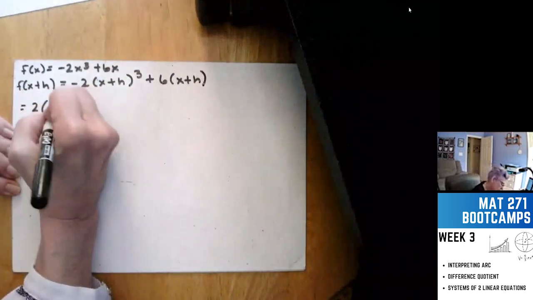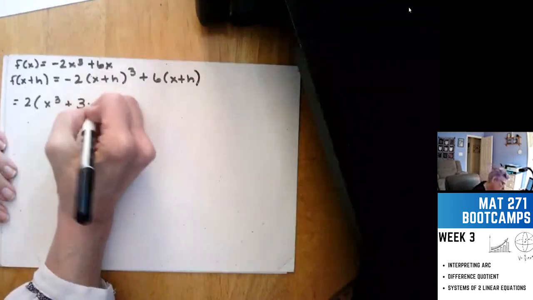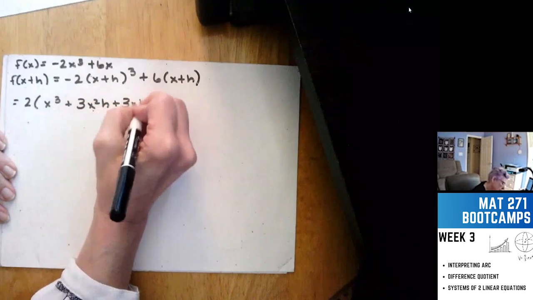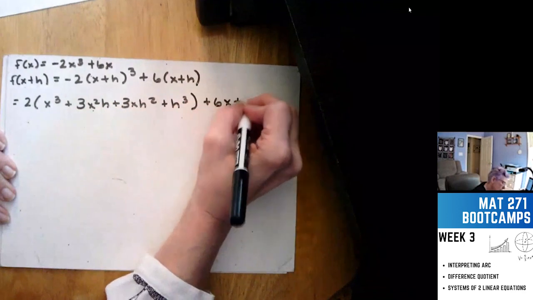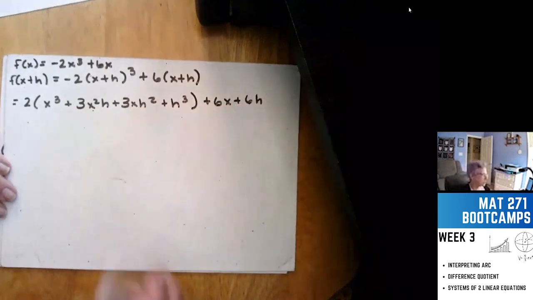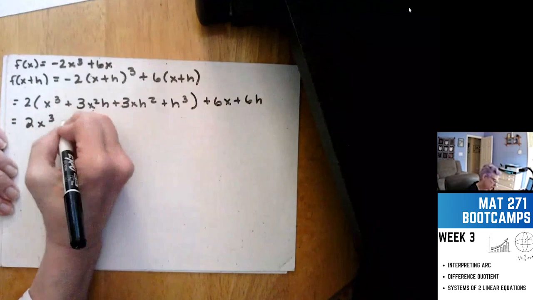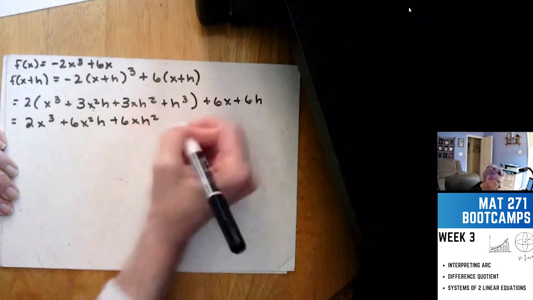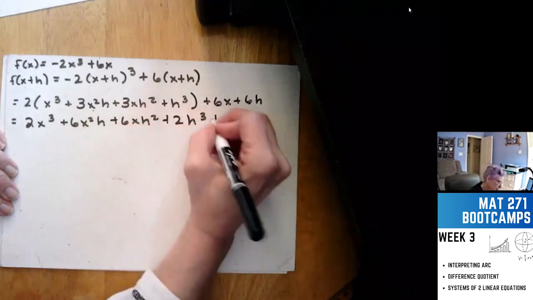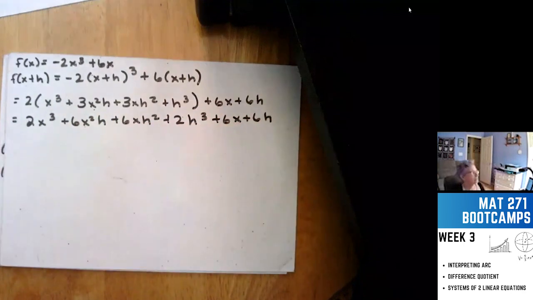So we have negative 2 times x cubed plus 3x squared h plus 3xh squared plus h cubed, and we've got a 6x plus a 6h. And now everybody inside that set of parentheses gets a negative 2. So, just a lot of algebra.